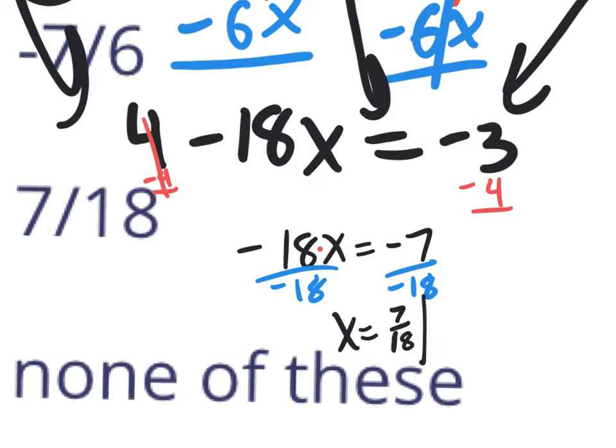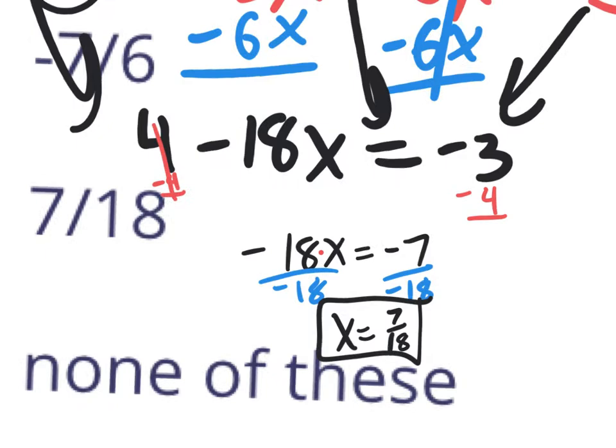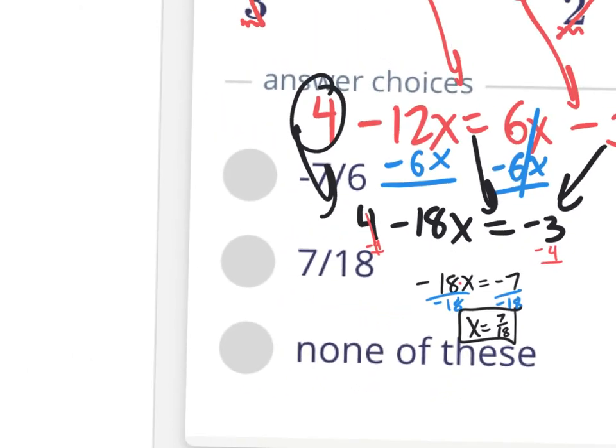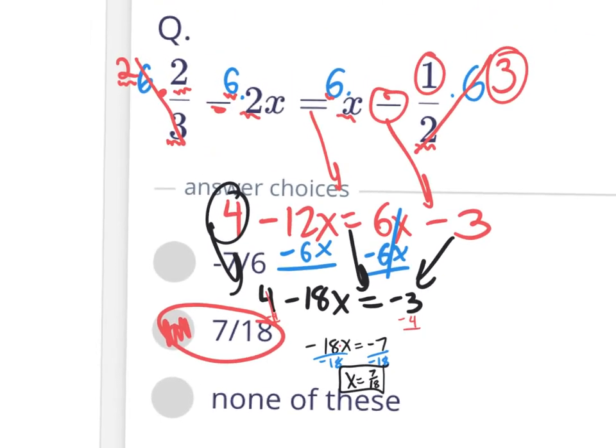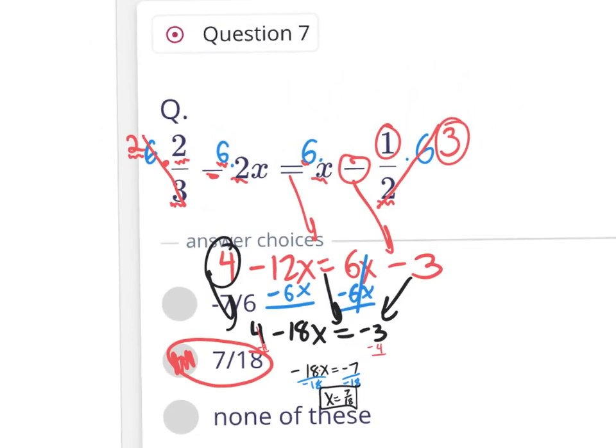So the answer is x equals 7 over 18. And that is the multiple choice answer that we had right here, 7 over 18. So I hope that makes sense. Let's jump to the next question, number 8.